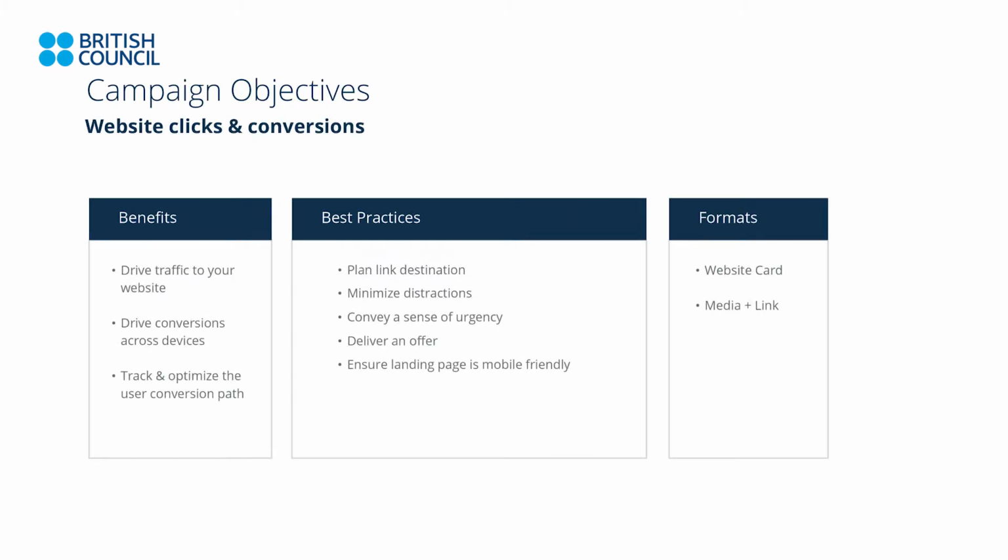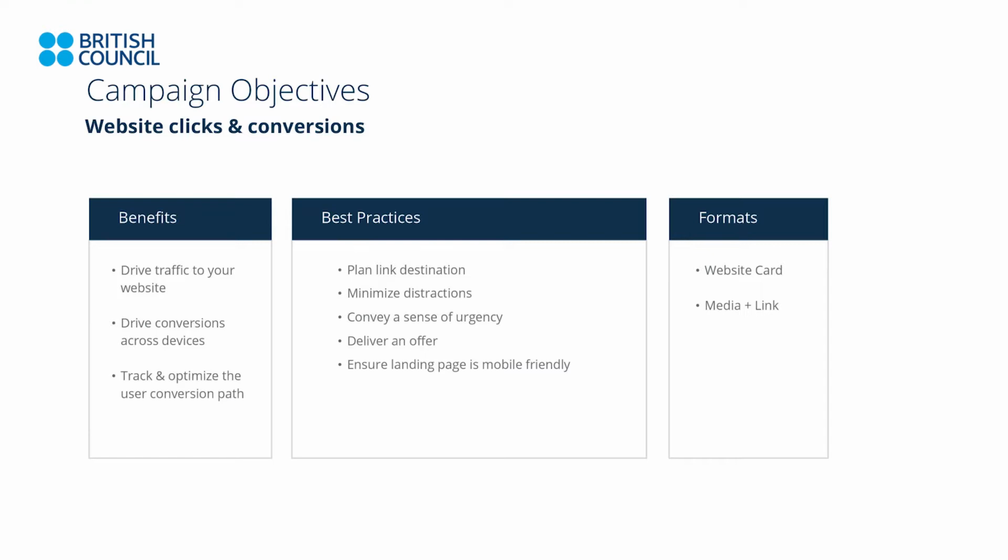Now, let's talk about campaign objectives, website clicks, and conversions. When you're running a Twitter campaign that's focused on website clicks and conversions, what are the benefits, what are the best practices, and what are the formats? The benefits. First of all, it helps to drive traffic to your website. Secondly, it helps to drive conversions across multiple devices and multiple screens. Thirdly, you can track and optimize the use of conversion paths. So you can tell how they saw the creative, they clicked on it, and when they got to your landing page, what they actually did, and then optimize and make that part a more seamless process.